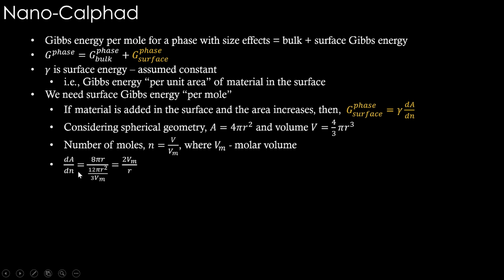Then dA by dn: dA is the differentiation of 4 pi r squared, we get 8 pi r, and dn is basically dV by Vm. If we bring V as 4 by 3 pi r cubed, differentiate that and put it here, we will get 4 pi r squared, and Vm is also there in the denominator. So if we rearrange this, we will get 2 Vm by r. If we substitute this into the equation, gamma dA by dn, we are going to get 2 gamma Vm by r as the surface Gibbs energy.